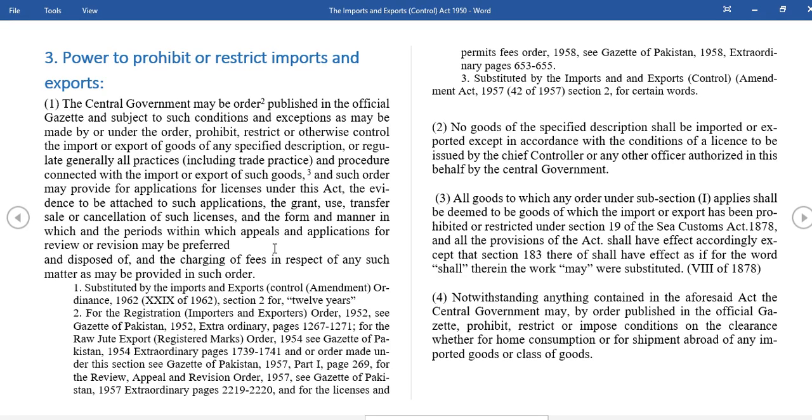Just as a sideline, I want to share with you that right now, if you follow our import policy, we do not have requirements for any such licenses anymore. So now people can simply register as an exporter or importer, and if they fulfill the other conditions, they can start importing and exporting.